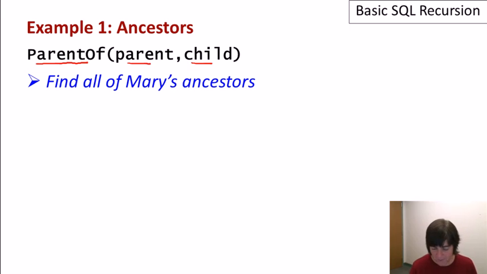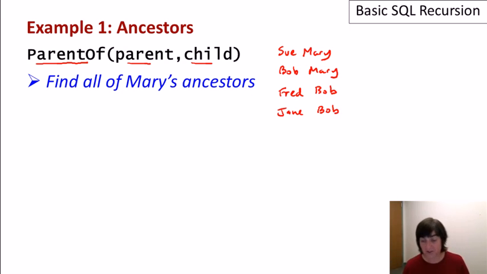For example, we might have that Sue is a parent of Mary, and maybe Bob is also a parent of Mary, and maybe Fred is a parent of Bob, and Jane is also a parent of Bob, and so on. So we're just listing the parent-child relationships in our relation called parent of, and then our goal is to use that relation to compute, say, all of Mary's ancestors.